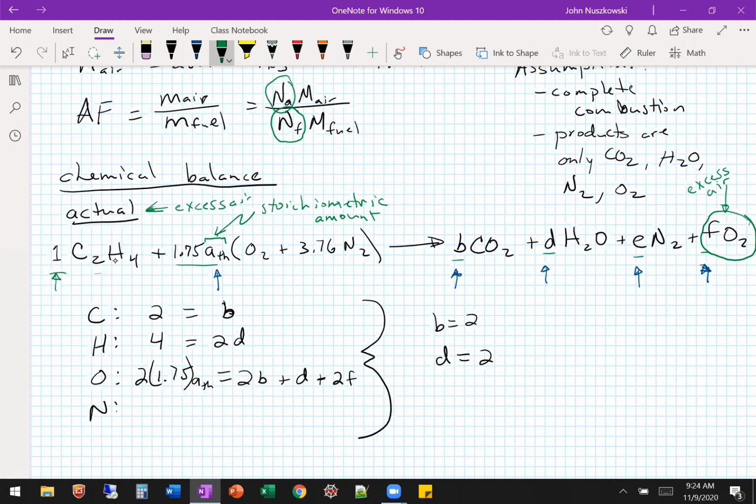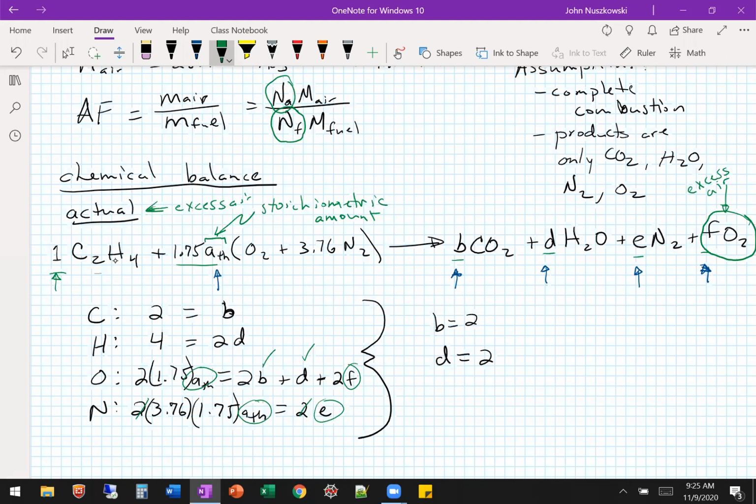For N2, we have 2 times 3.76 times 1.75 A theoretical equals 2 times E. The easy part here is 2 cancels. But when we look at the oxygen balance, we have B and D, but we don't have F and A theoretical. And down here, we need A theoretical and E. Again, we have one more unknown than we have equations. So we need to figure out another equation to solve for this.